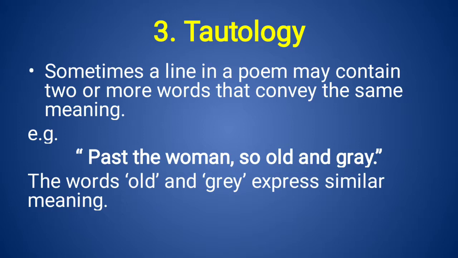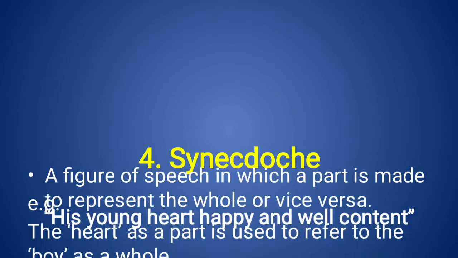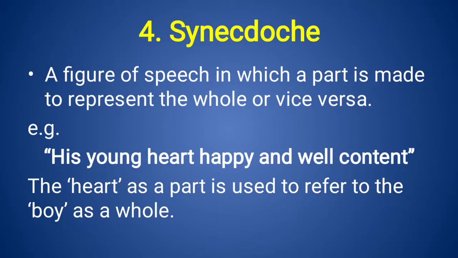So here in this particular statement we have two words, old and grey, which express similar meaning. Both the words indicate the age of the person, old and grey. So these words express similar meaning. That's why we have tautology in the above statement. After the discussion on tautology, we are moving towards the next figure of speech, that is synecdoche.